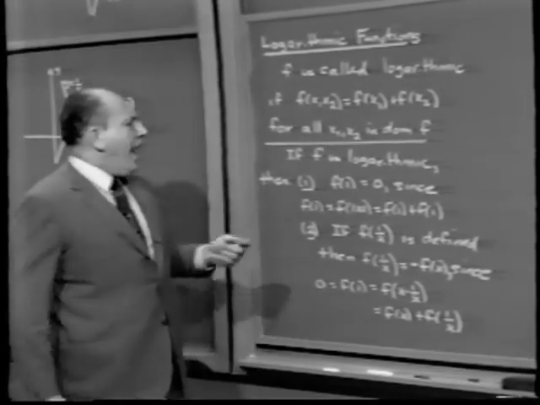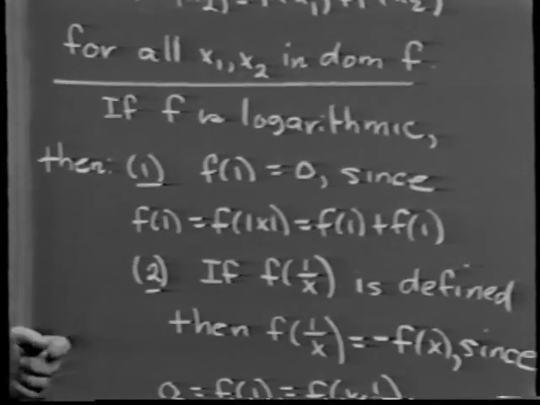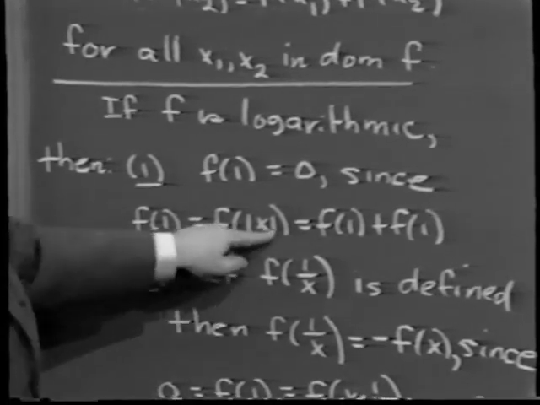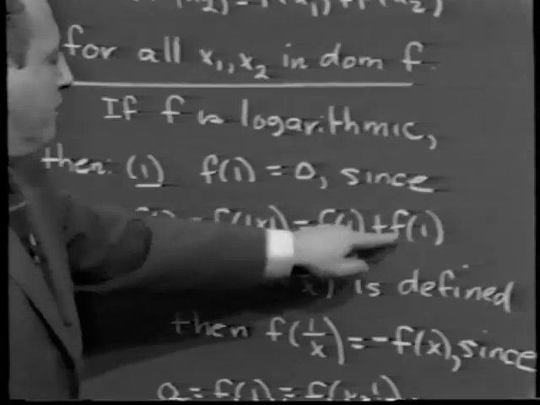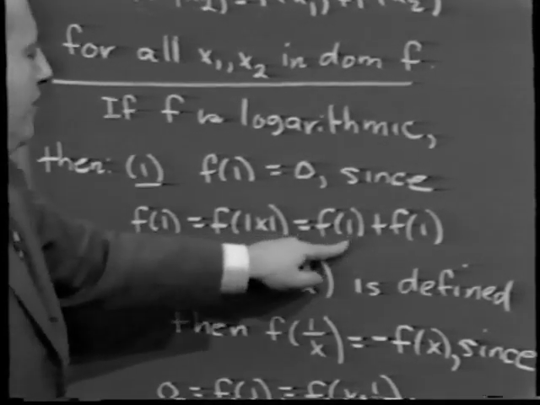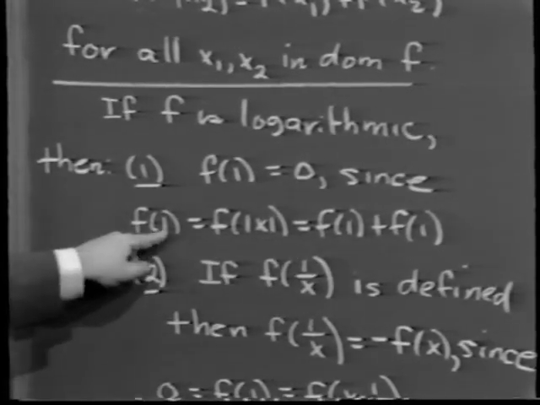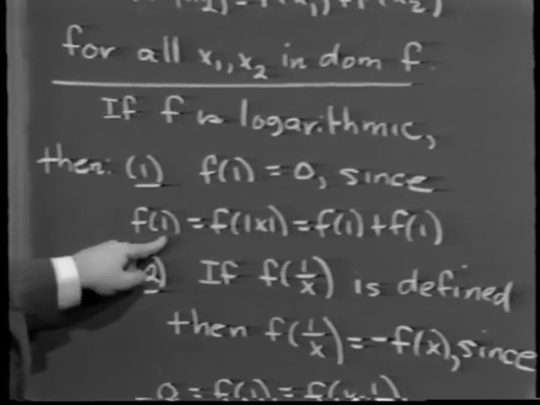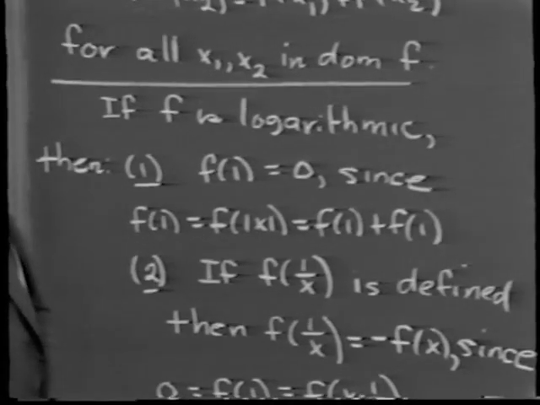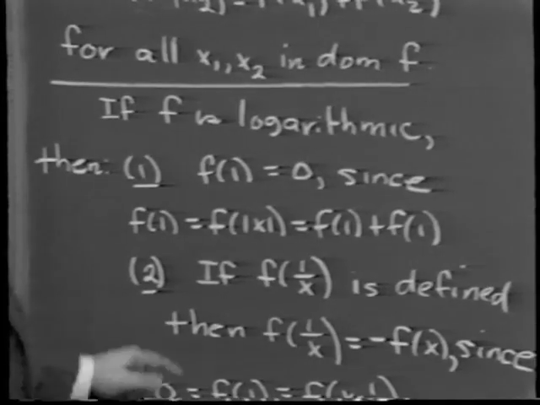Well, for example, I claim that if f is logarithmic, f of 1 must be 0. Why is that? Well, notice that 1 can be written as 1 times 1. And since f of 1 times 1 is f of 1 plus f of 1, we have that f of 1 is equal to f of 1 plus f of 1. Therefore, twice f of 1 is f of 1, and therefore, by algebraic manipulation, f of 1 is 0. Which, by the way, does check out with the usual logarithm. The logarithm of 1 to any base b is 0.